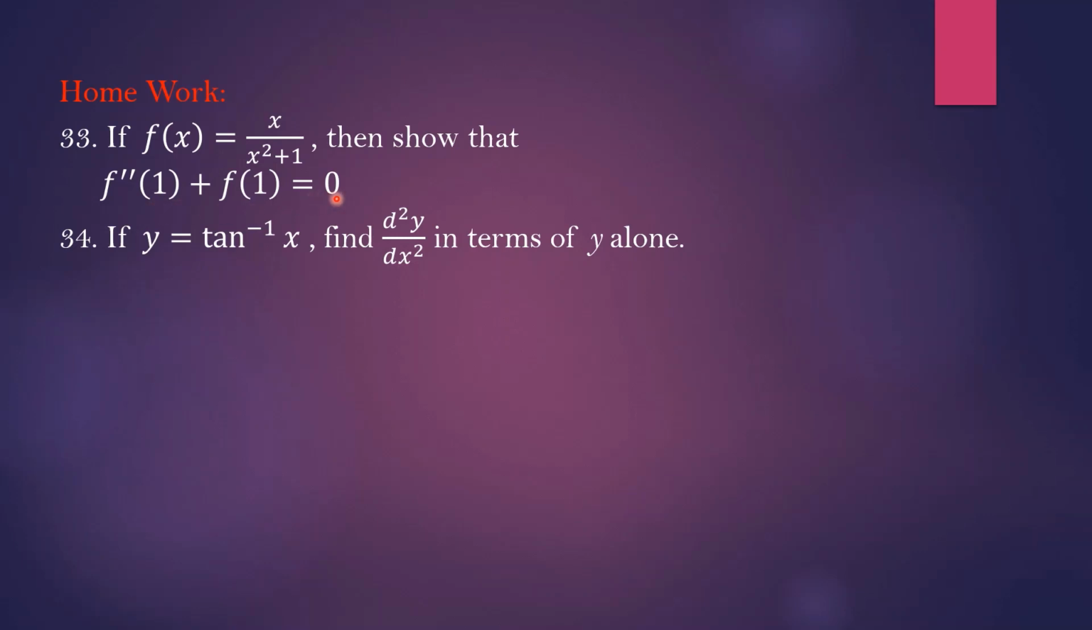And in this question you see, y equal to tan inverse x, find d2y dx2 in terms of y alone. And we have already discussed exactly this type of question. You are to write like this: y equal to tan inverse x, then tan y equal to x, then differentiation, and then again differentiation. And you know the method we already discussed. So take the help from that question and solve this question yourself. Show me over WhatsApp. And this is the end of the chapter, second derivative.